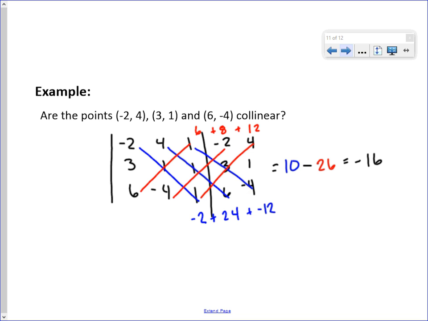Okay, so as I'm walking around, we're coming up with -16 for our determinant. Are these points collinear? No. So make sure that you answer the question. If it's not just calculate the determinant, you have to make a statement. Are they collinear? Yes. Are they collinear? No.